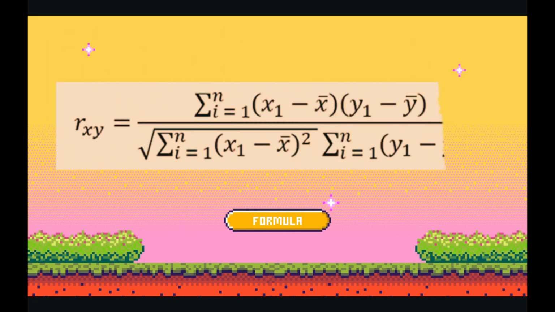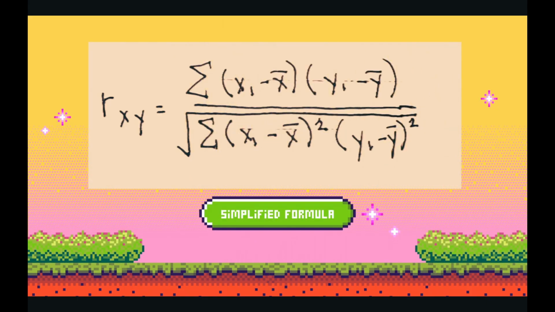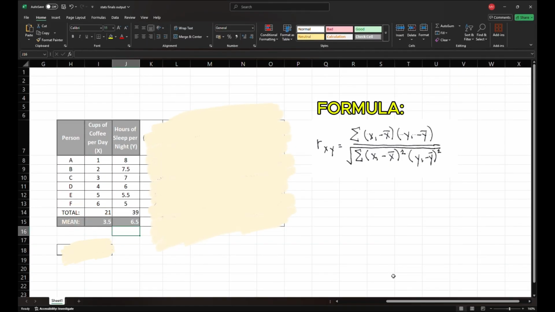This is the formula of Pearson product moment correlation, but let's simplify. R sub x and y is equals to the summation of x sub 1 minus the mean of x times y sub 1 minus the mean of y divided by the square root of the summation of x sub 1 minus the mean of x squared times y sub 1 minus the mean of y squared. Now let's start the calculation.